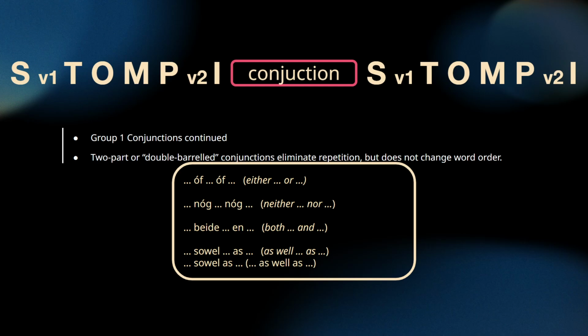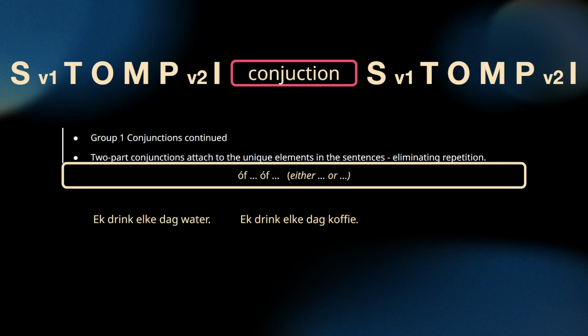Nóg, neither nor, and again, the accent sign is important because it helps us to distinguish it from just a plain old nog, which means more. Beide en, which means both and. Sowel as, which means as well as. But we can also use sowel as a normal conjunction, which isn't a two-part conjunction, in which case it will just mean as well as, which is synonymous with en. For our examples, we're going to stick with óf, either or, because all of them follow the same pattern and can be applied in the same way.